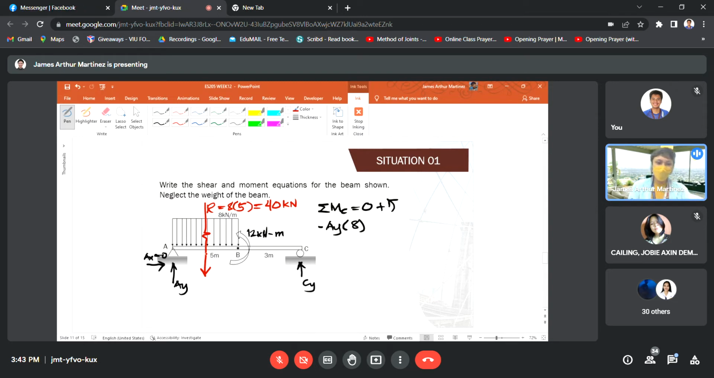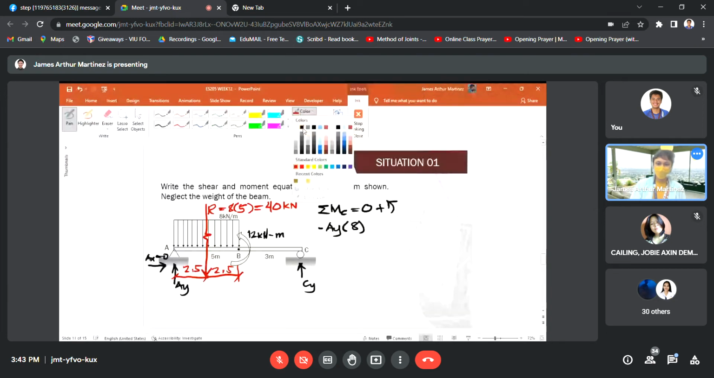And then the location, where is it located? Your resultant force should act at the centroid of your distributed load. So meaning, since this is just a rectangular loading, the location of your resultant force from point A is just 2.5. It's just half of 5 meters, since it acts at the center.